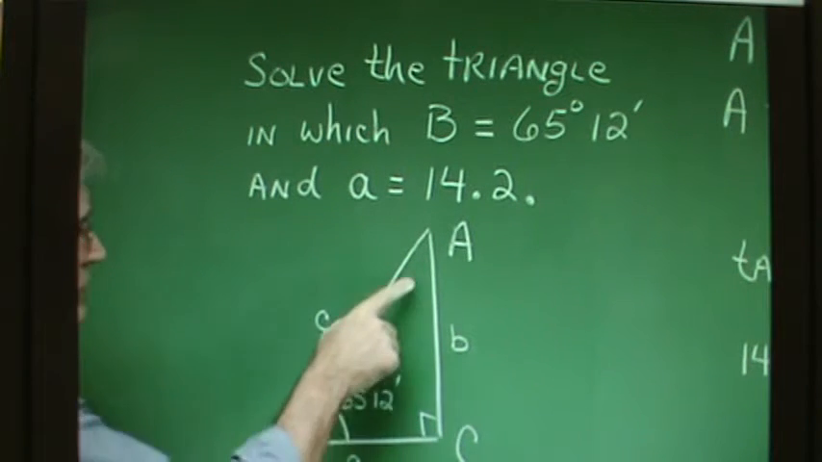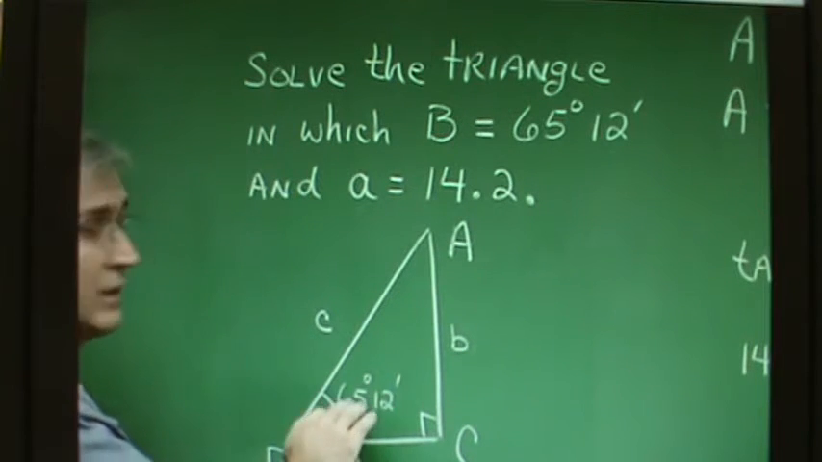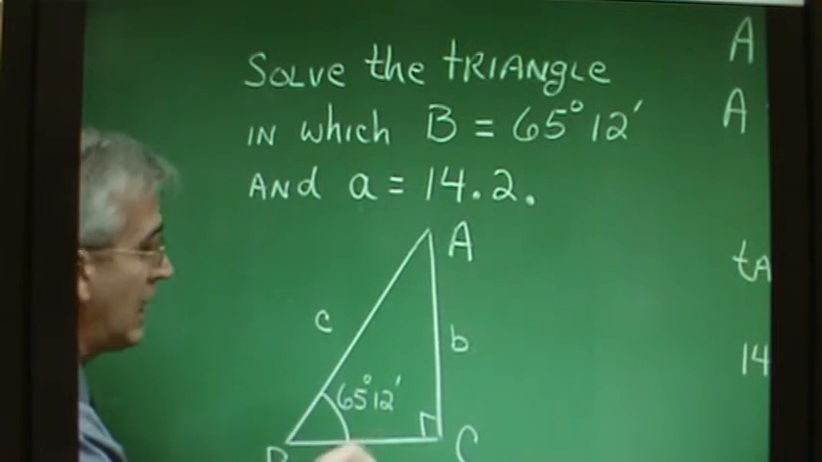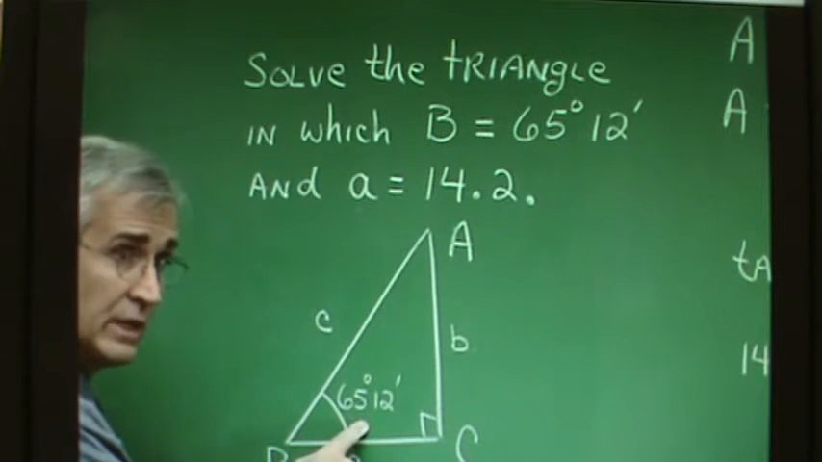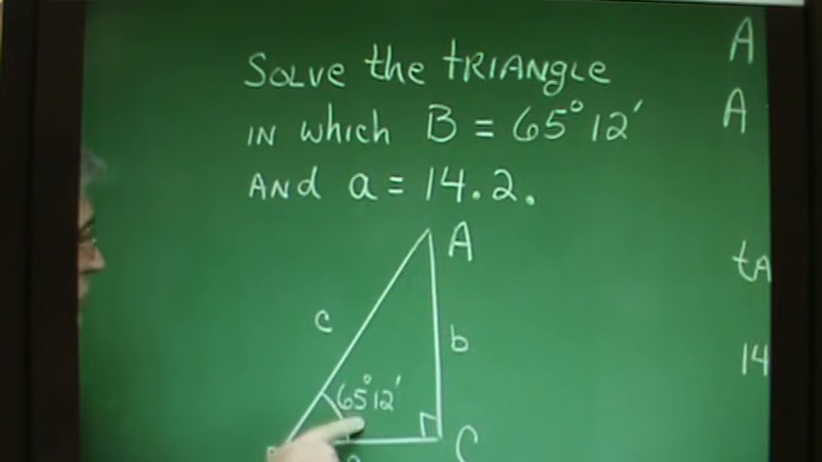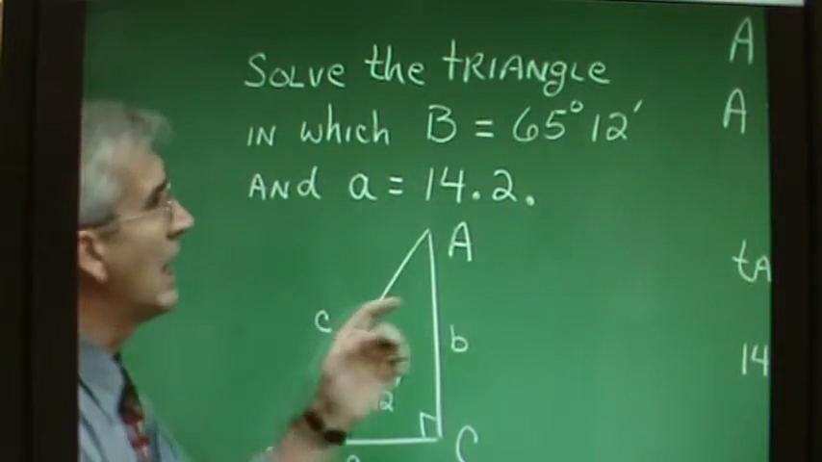And gee, the size of the angle here would be pretty simple, wouldn't it? Because all we have to do is realize that there are 180 degrees total in a triangle. We have 90 degrees taken up right here. So these two together total 90 degrees. So all we have to do is take 90 degrees and subtract the 65 degrees 12 minutes. Well, when minutes are involved like this, there's a little trick involved with the arithmetic, and it works like this.